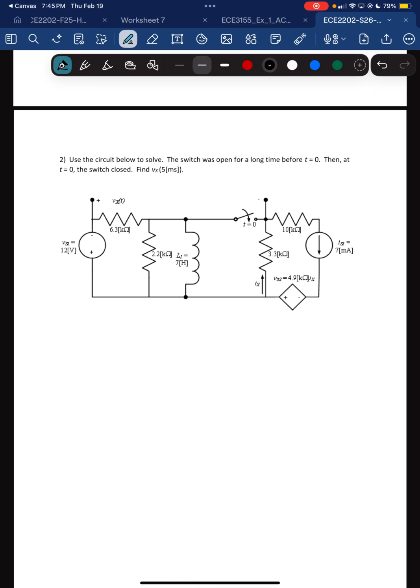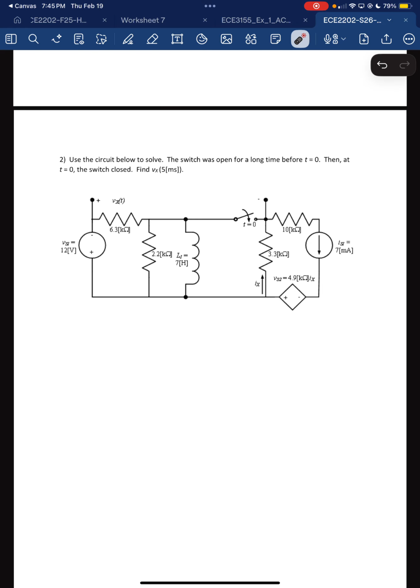So the switch was open for a long time before t equals 0. Then at t equals 0, the switch closes. Find Vx at 5 milliseconds.